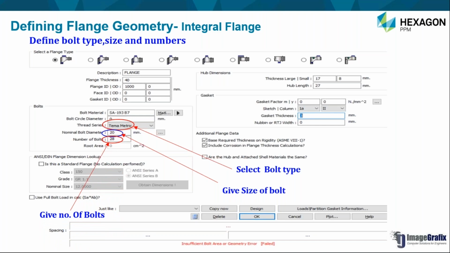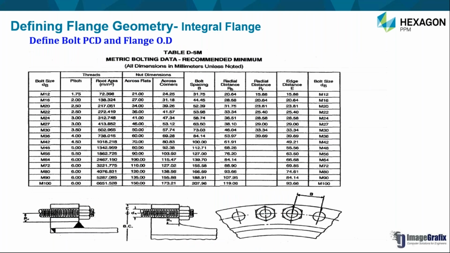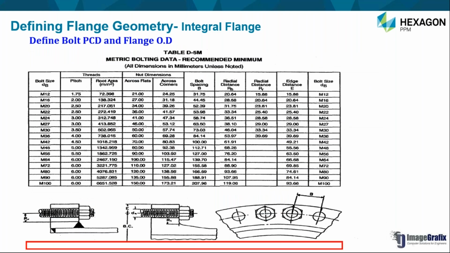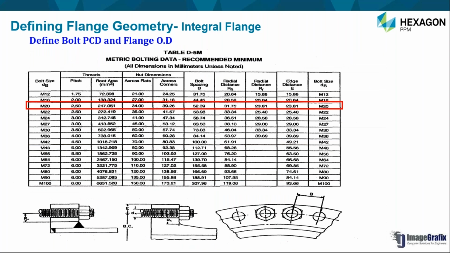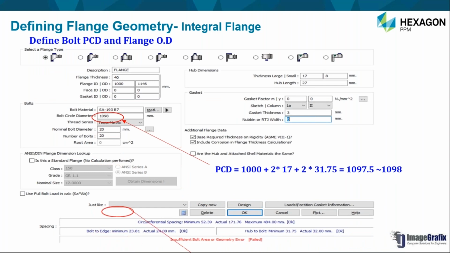we have to choose the bolt diameter and the bolt material. Then we have to choose the size of the bolt as well. So depending upon the size of the bolt, there are distances from hub to bolt and bolt to edge, which is there in TEMA table D5. Okay, so you can see over here we have selected M20 bolt. So your hub to bolt distance is nothing but your RS distance, which is 31.75 for this bolt, and your bolt to edge distance is nothing but your E value, which is 23.81.